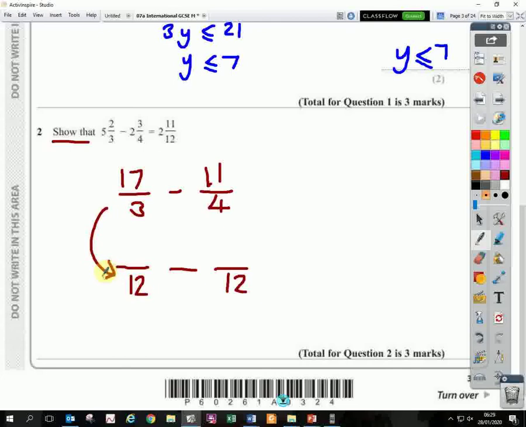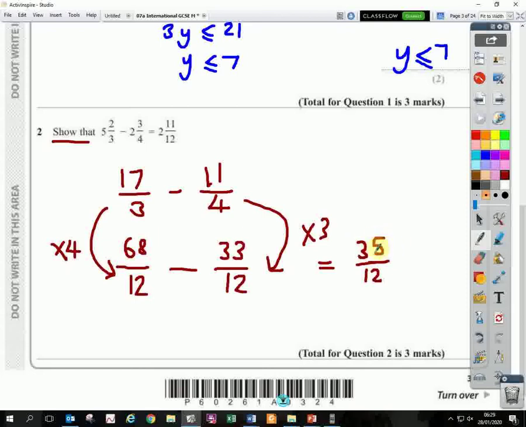I like to just draw a little arrow here and write down how I get from 3 to 12, and I times by 4, and this one I times by 3, and then I do the same to the top. So if you times the numerator by 4, we end up with 68, and if you multiply the numerator by 3 here, we end up with 33. When you have the same denominator, you can just subtract or add the numerator accordingly. In this case, we're going to subtract, and we end up with 35 over 12.